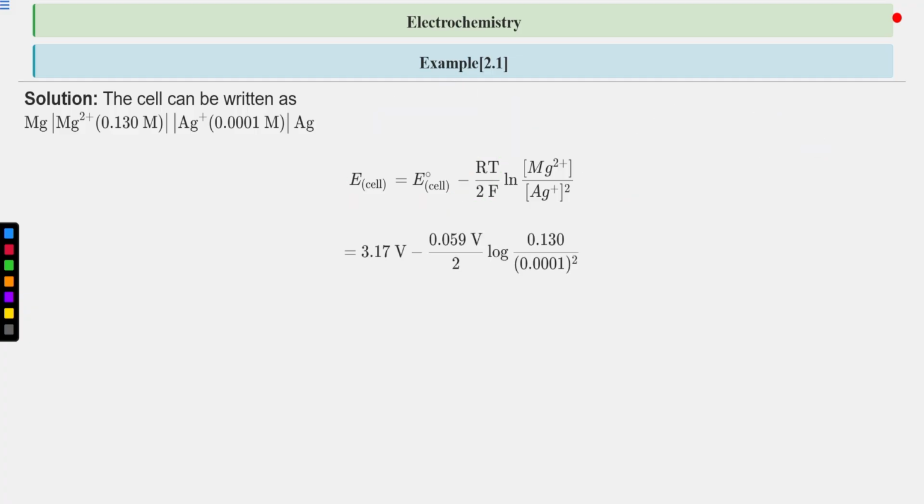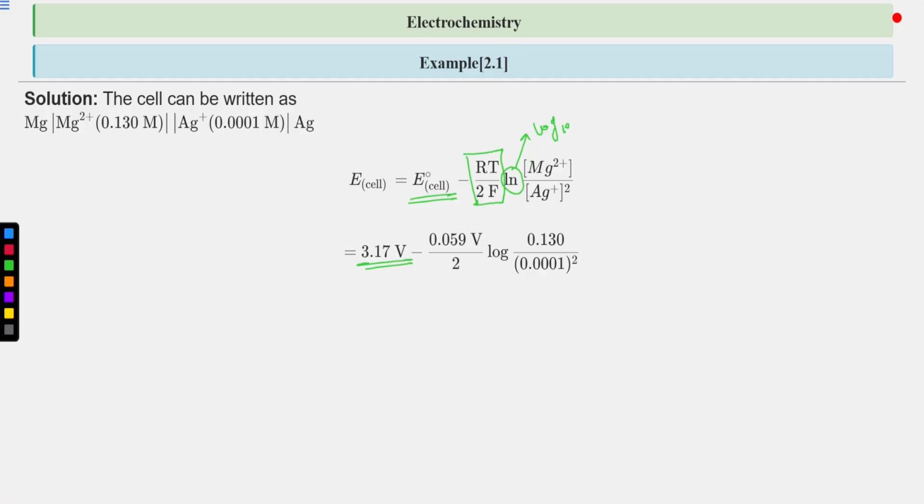Simply you just have to put the value, the E naught of cell, that is the standard cell potential, which is already given in the question. So we just mention here 3.17 volt minus RT by 2F. In the previous slide, we have seen the Nernst equation where we have solved this fraction and converted the ln to the log base 10 term. So we use that.